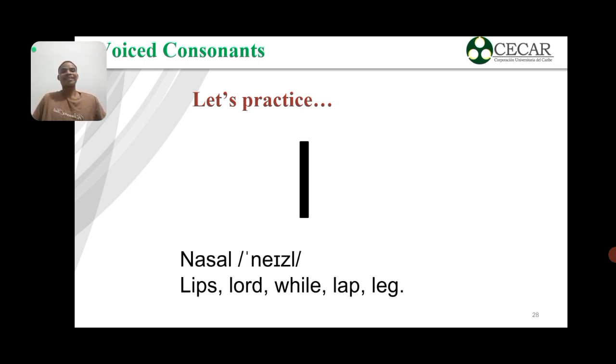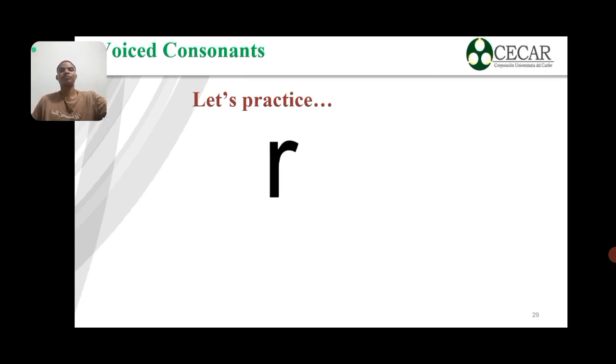This consonant is the letter L. It is pronounced like this: l, l, l. Let's pronounce the next words. Lips, lord, while, lab, let. Let's continue.